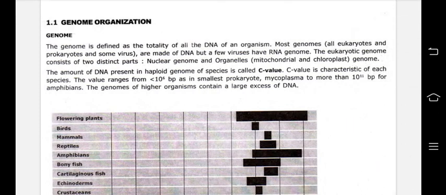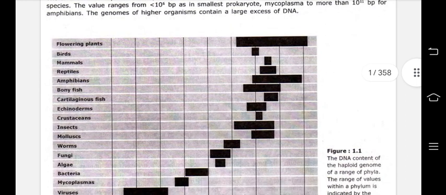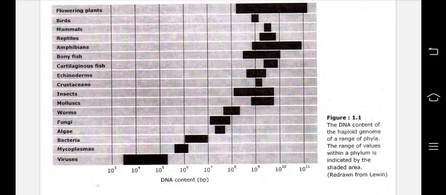The value ranges from less than 10 raised to 6 base pairs, as in the smallest prokaryote Mycoplasma, to more than 10 raised to 11 base pairs for amphibians. The genomes of higher organisms contain a large excess of DNA. Flowering plants, birds, mammals, reptiles, amphibians, bony fishes, cartilaginous fishes, echinoderms, crustaceans, insects, mollusks, worms, fungi, algae, bacteria, mycoplasms, and viruses.